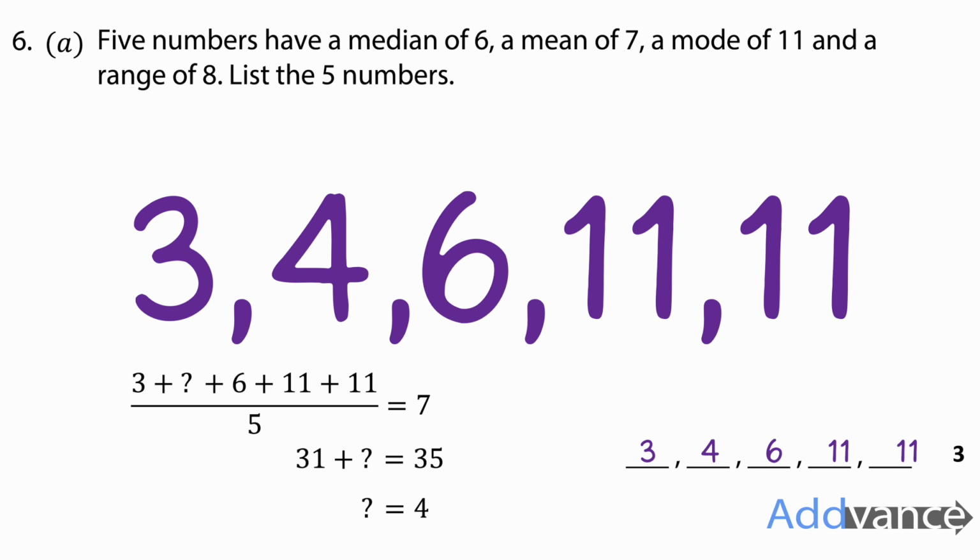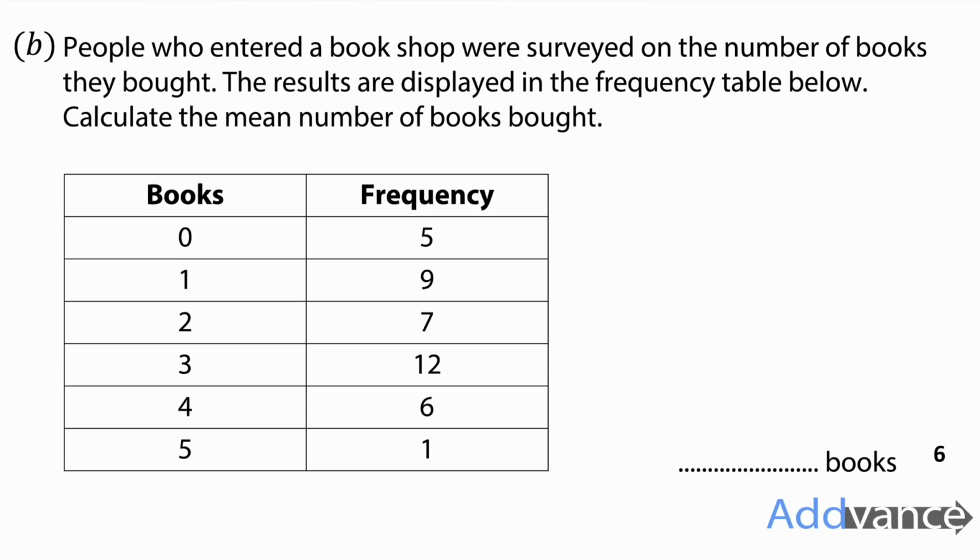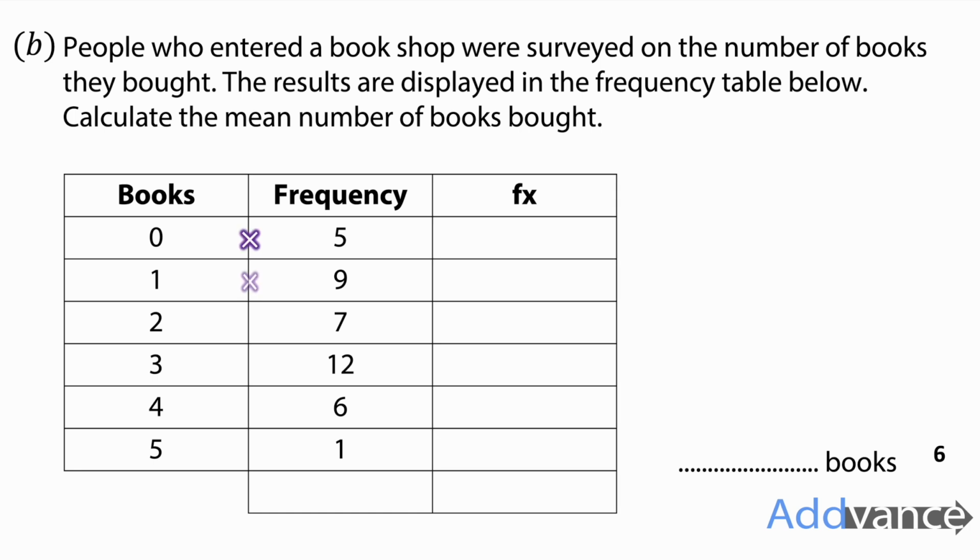Okay, question 6b. So, here we have a frequency table and we're asked to find the mean from a frequency table. The first thing we're going to do is add a column for f of x, and this is just from multiplying the numbers together. 0 times 5 is 0, 1 times 9 is 9, 2 times 7 is 14. We multiply and we get this column here. Next, we add up all of this column, we get 40. And next we add up all of this column, we get 88.